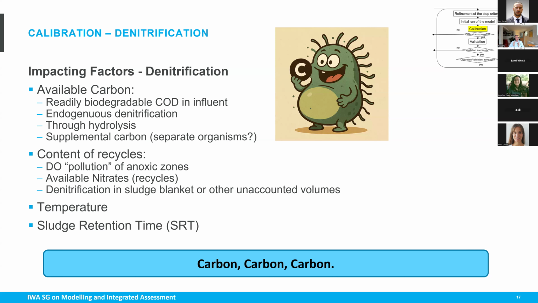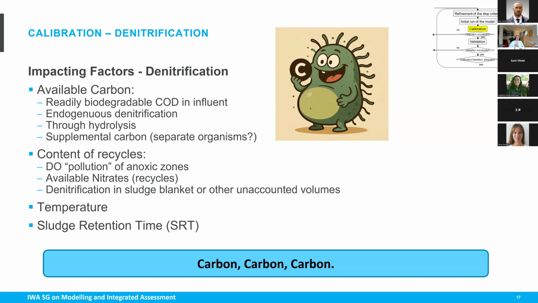Denitrification. Denitrification is all about carbon, basically. So how much readily biodegradable COD do you have in the influent? Endogenous denitrification, hydrolysis, and then the critical one is supplemental carbon, right? So that is quite tricky. We have that quite often here in North America.